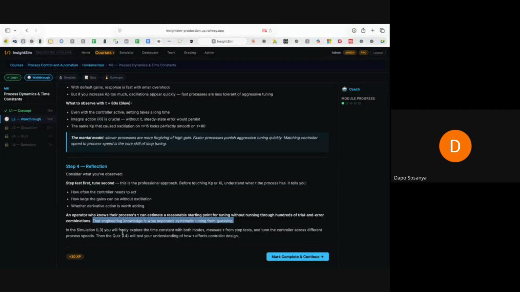In the simulation L3, you freely explore the time constant with both modes, measure these from steps, and then tune the controller across different process speeds. Then the quiz L4 will test your understanding of how tau affects the controller design.